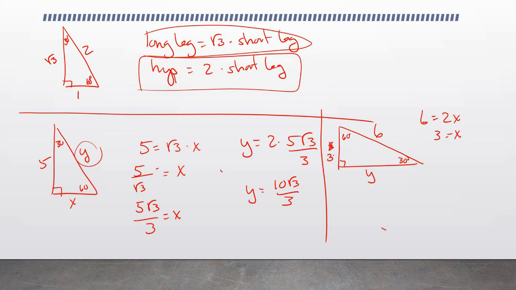So now I know this side. Now using this ratio of the short leg, I'm going to say that the long leg, which is y, is root 3 times the short leg, which in this case is 3. So y is 3 root 3. And you can see that we're still in that ratio of 1 to 2 to root 3. 1 times 2 is 6. 1 times root 3 is 3 root 3. That's the whole section, guys, so we're done for this one.